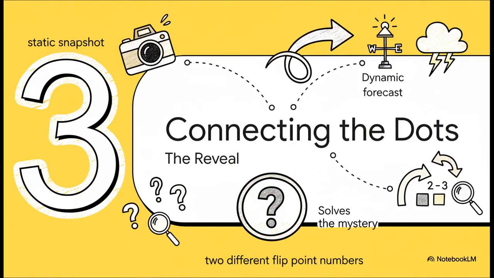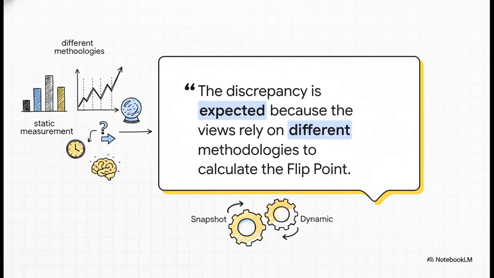All right, so we have our two clues, right? We've got the static snapshot, the photograph, and we've got the dynamic forecast, the weather report. Now it's time for the big reveal. Let's connect the dots and finally solve the mystery of those two different flip point numbers. And here it is. The big secret is that the difference you're seeing is not just normal, it's completely expected. These two charts are calculated differently on purpose. Why? Because they're designed to tell you two totally different things. One is a measurement of right now, the other is a prediction of what's next.